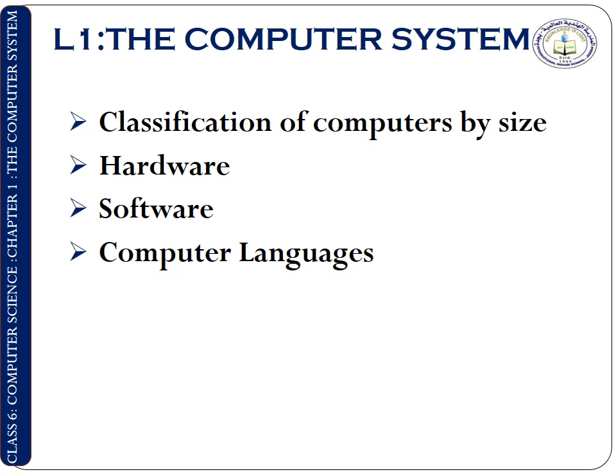This chapter has mainly 4 topics: classification of computers by size, hardware, mainly some input and output devices used for commercial purposes, classification of software and classification of computer languages. Today we learn about the classification of computers by size. I know you are much interested to watch videos. So next, watch a video carefully. Then we will discuss in detail the different classification of computers by size.